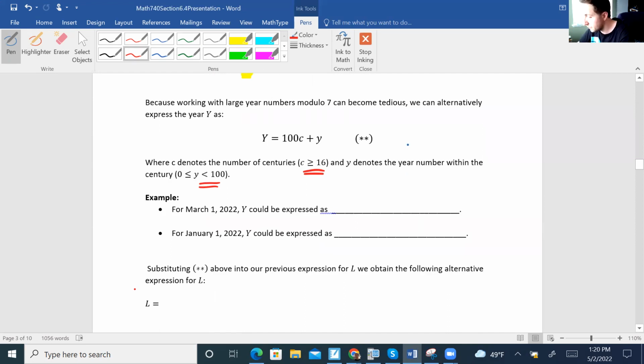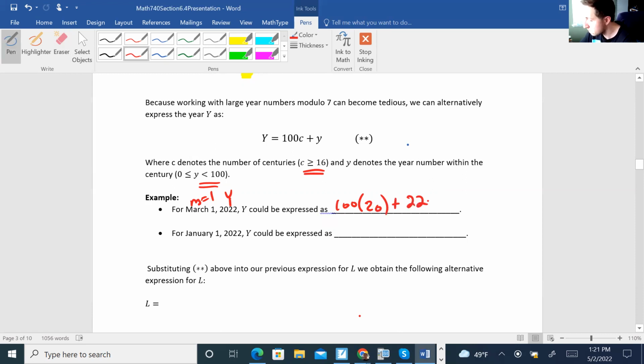So really a couple of very basic examples. If we were looking at March 1st of 2022, here's my year. I could express it, since March is the first month of that year. Remember, we're starting March as month 1. This would be 100 times 20 to give me the 2000. I'm sorry, 100 times 20, not 22. And then I would add on 22 years for little y. So little y is the number of years past the century. Capital Y is the actual year number. So this would be a case of C equals 20 and y equals 22.